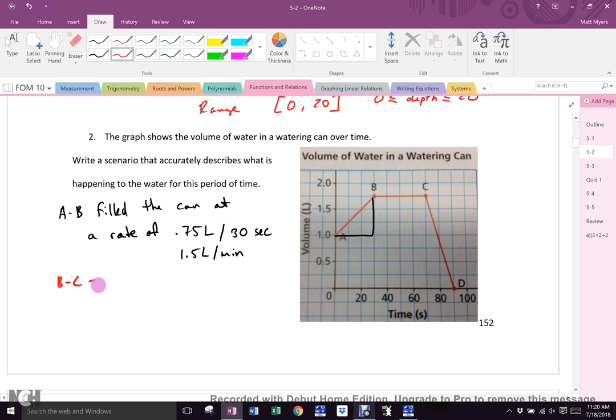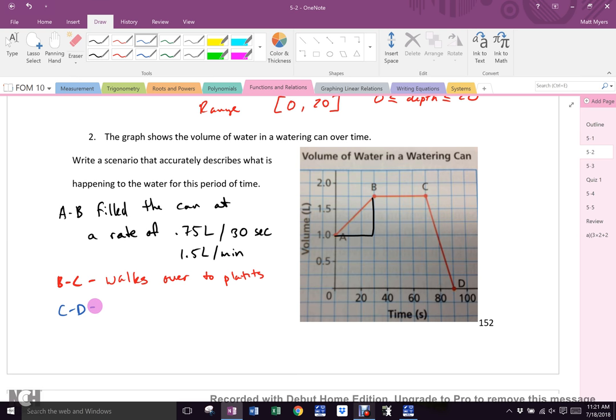All right, what's happening B to C? So great. One answer, nothing happens to the water. Four answer, walks over to the plants. Something, I don't care, right? Something. What happens from C to D? Empties the water. That's what happens.